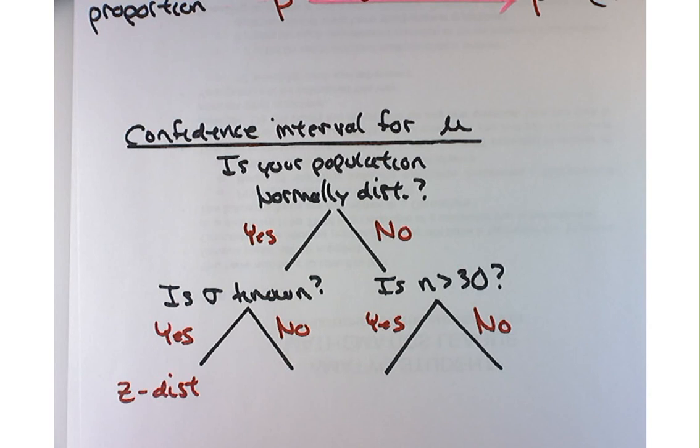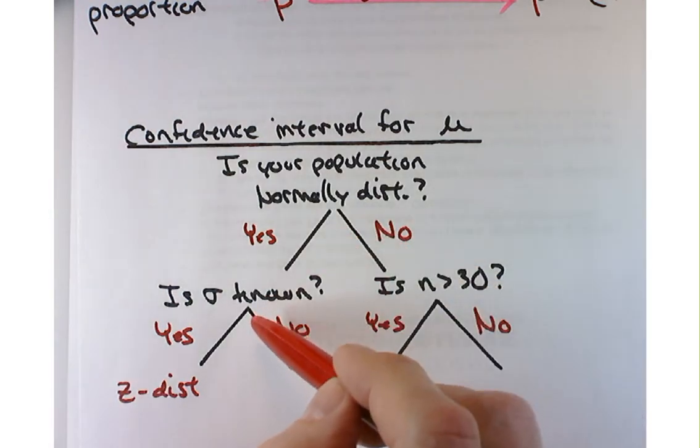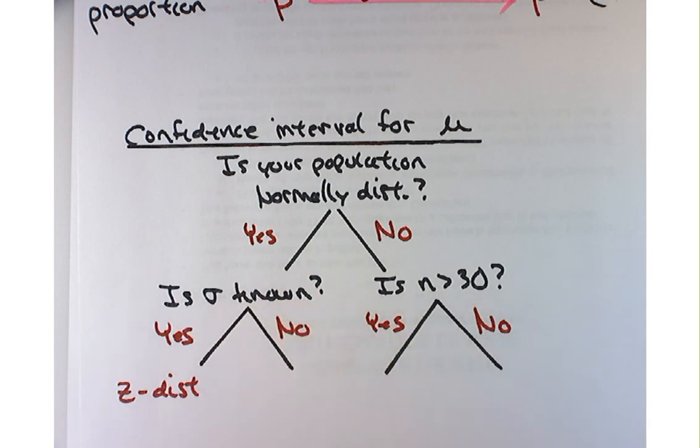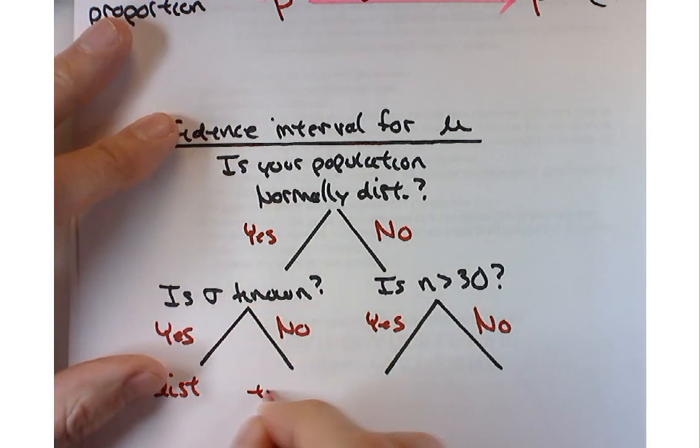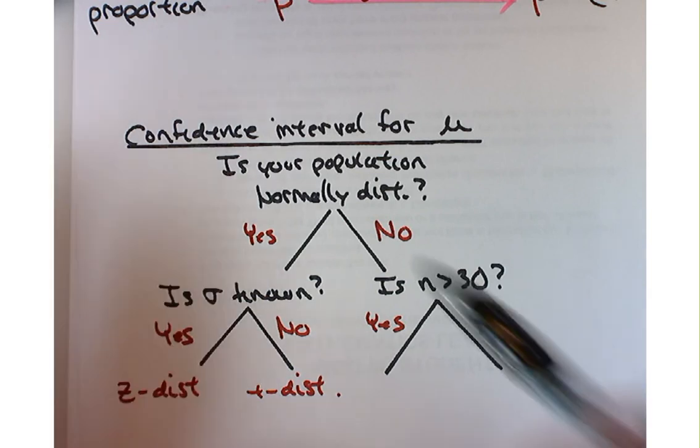What about if you don't know what sigma is? So your data does come from a normal distribution, but you don't know what the standard deviation is. Well, then you're going to use a t distribution. That kind of thing can happen. You have normal data, but you don't know what sigma is. That's fine.